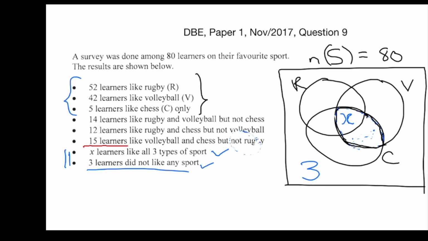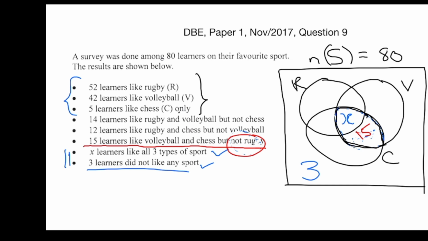Then this here tells us that 15 learners like volleyball and chess, but not rugby. So volleyball and chess, but not rugby. And that there should be the region. The 15 should be there because we need 15 people that like volleyball and chess, but they do not like rugby. Remember, X like volleyball and chess and rugby, but 15 like only volleyball and chess without rugby.